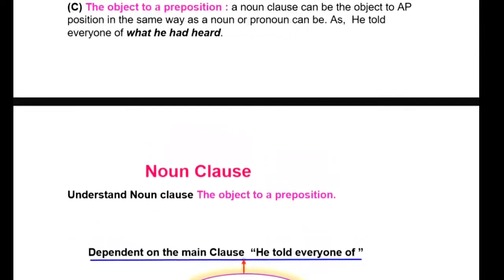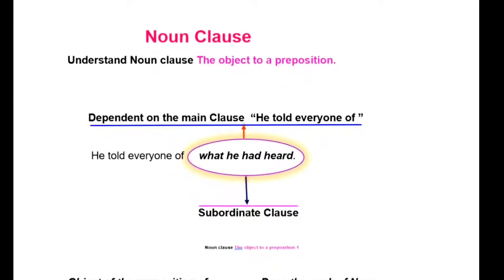Now this part is the noun clause object to a preposition. How does a noun clause object to a preposition work? Let's see the example. He told everyone of what he had heard.